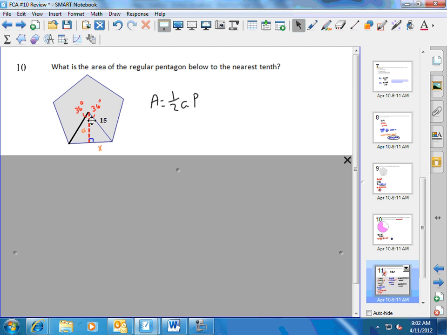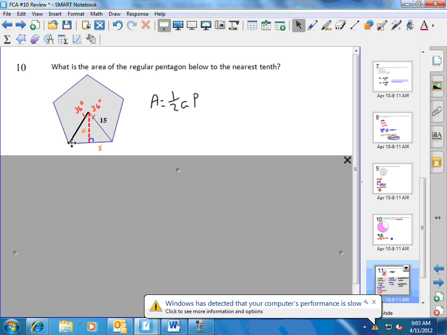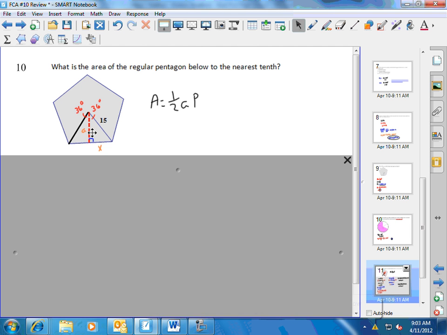We need to find the apothem length and we need the perimeter. Okay, so we're going to have to use some trig to get those. Notice since this is a perpendicular bisector, if I can get this segment here, what I'm calling x, I can double it and get the side length, and then multiply by 5 to get the perimeter. And then I can get the apothem directly. Okay? And again, we're going to have to use trig ratios.